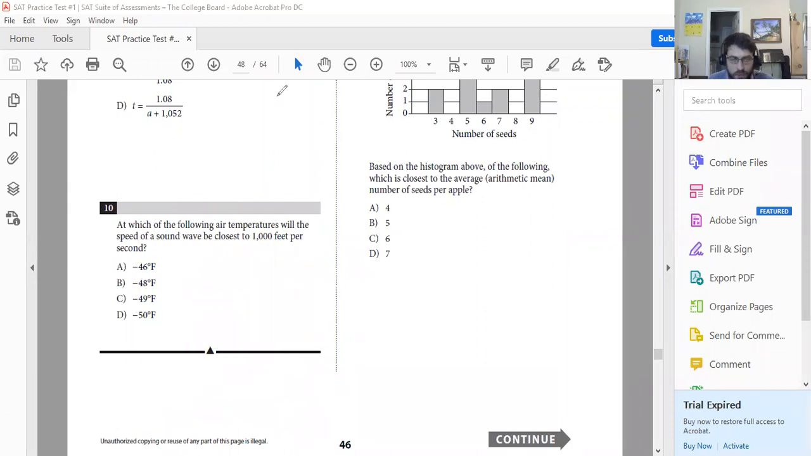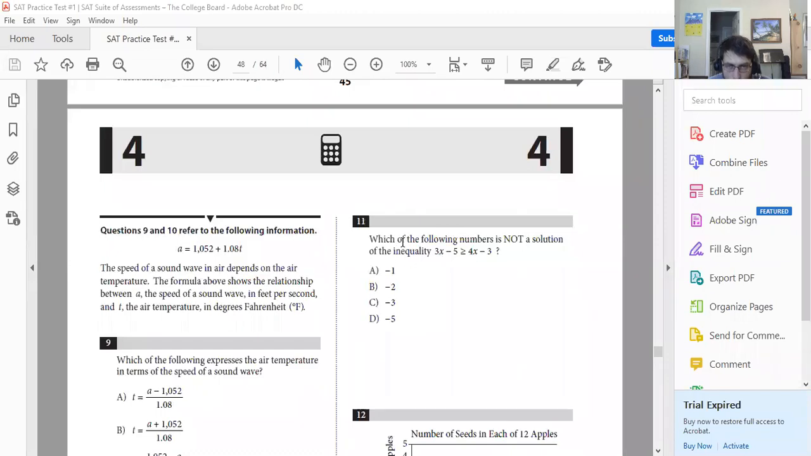Let's go back up. Number 11. Which of the following numbers is not a solution of the inequality? So it's not a solution. So we have subtract 3x, x minus 3 is less than or equal to -5. Add 3, -2 is greater than or equal to x, or you could say x is less than or equal to -2.